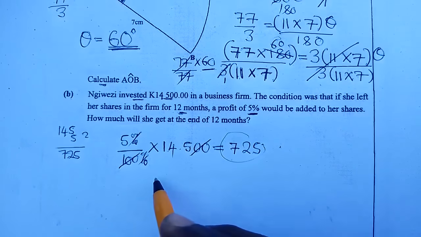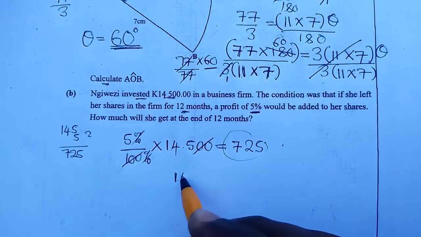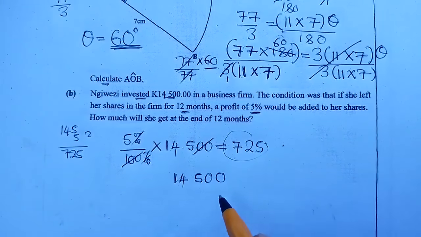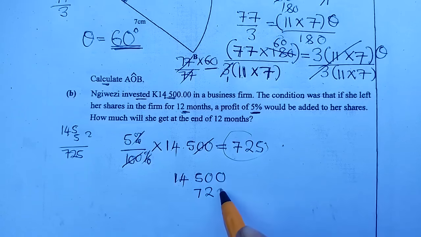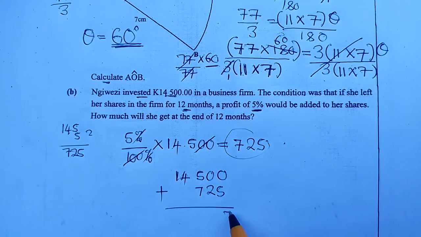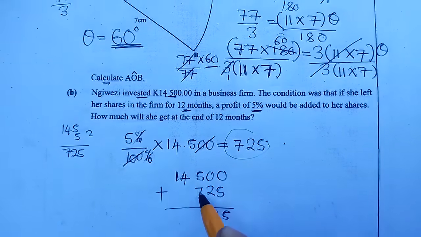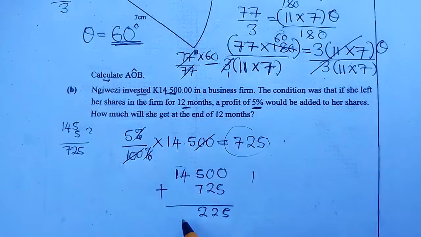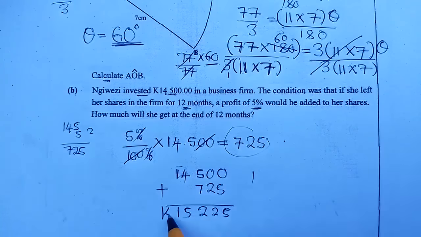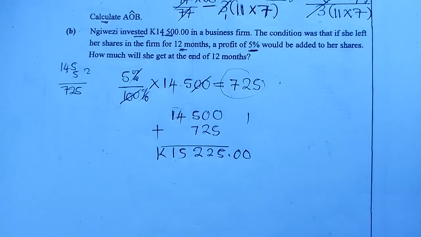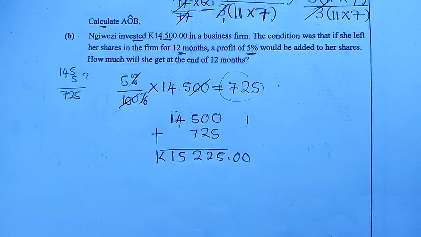So I'm going to say 4,500. So 4,500, I add what? 725. What answer am I going to get here? So this one, 5 plus 2, 12. So 2 remainder 1. This is 14, then 15 like this. Then I put the zeros, same zeros that are in the question. So this is how I need to answer this one.